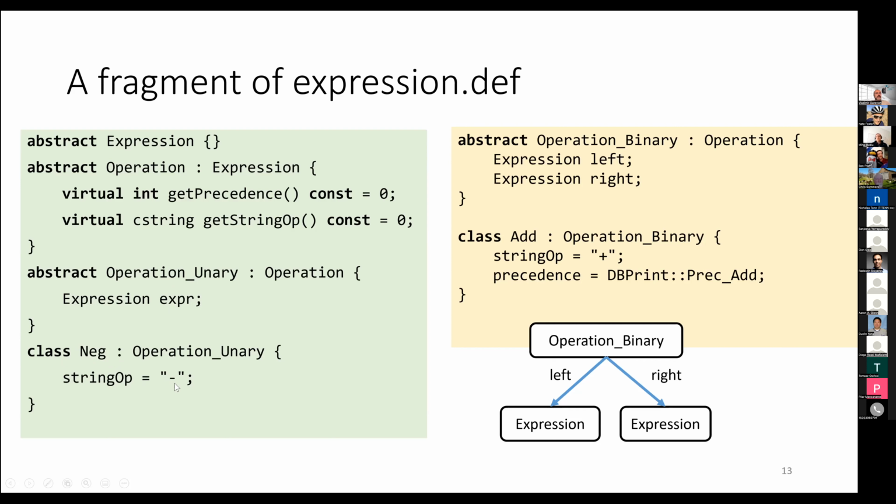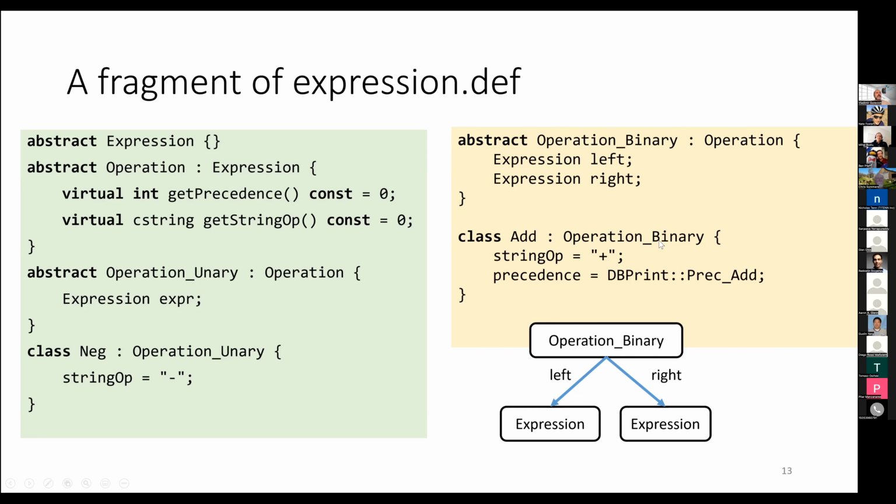If you look at the real def files, they're only slightly more complicated than this. In general, they are very, very compact, and they highlight the essentials. For example, you have binary operations. They are subclasses of operation, which are subclasses of expression. And they have two fields, the left and the right operands.